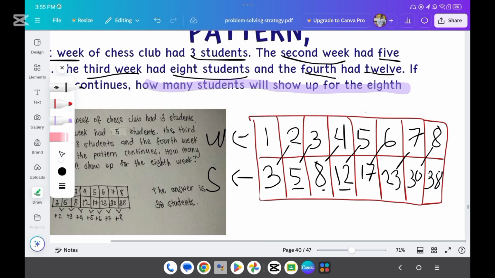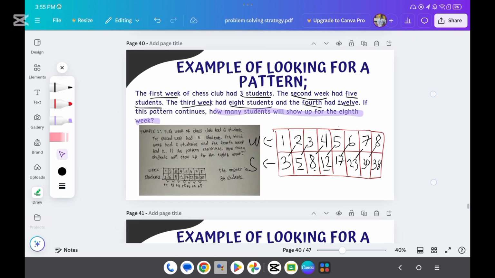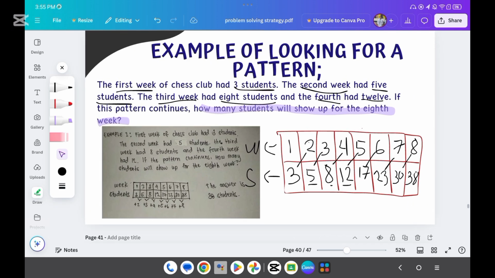So ngayon, nahanap na natin ang pattern. Kung paano ko nga ba nakuha tong 38 students. Madali lang yan. So parang pina-plus nyo lang yung nasa taas sa baba. Kung paano ko tinuro. So yun, nahanap na natin kung how many students will show up for 8 weeks. So ang nagpakita is 38. So ang answer is 38 students. So now let's double check our work.